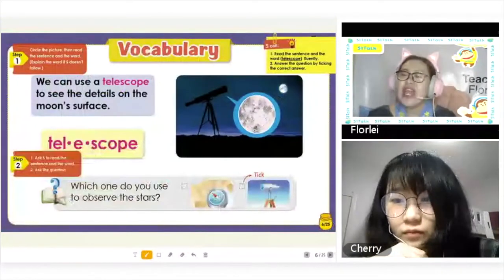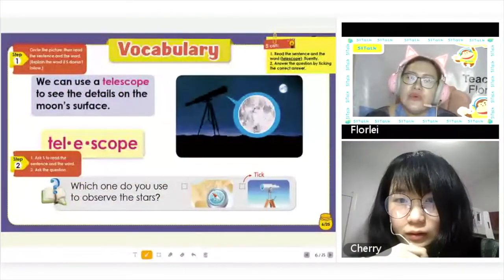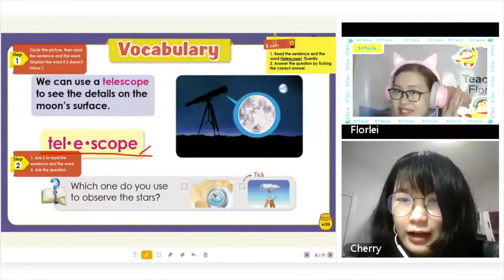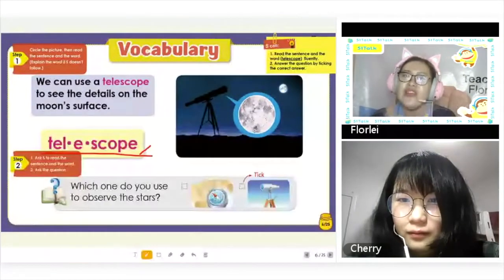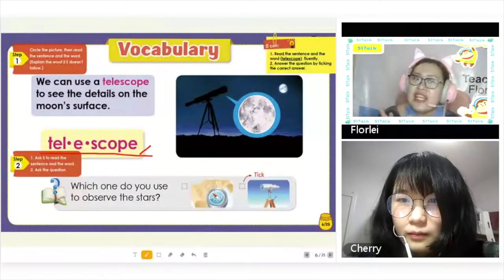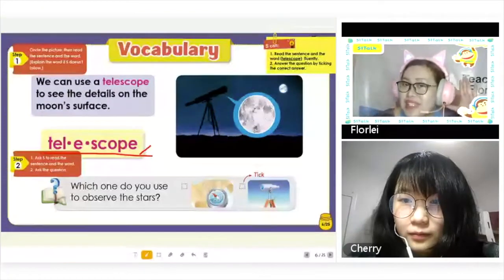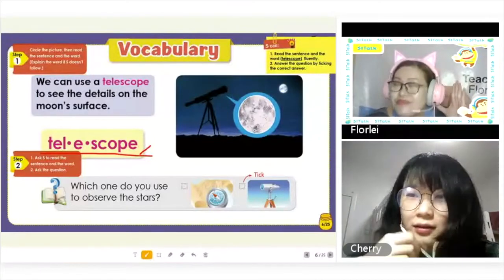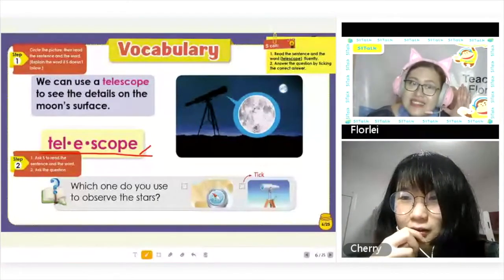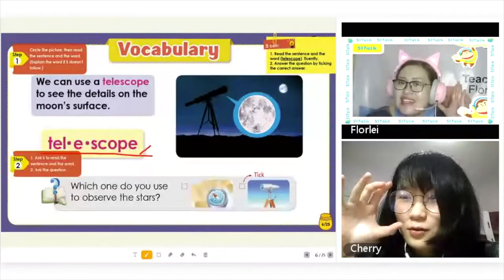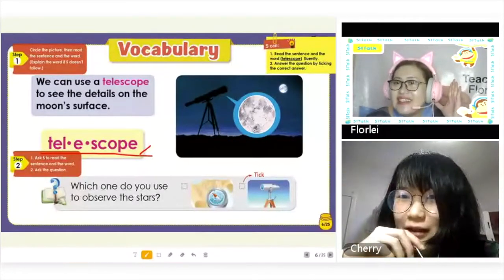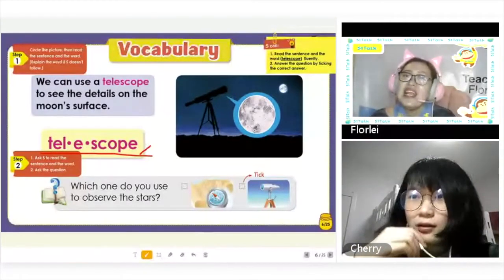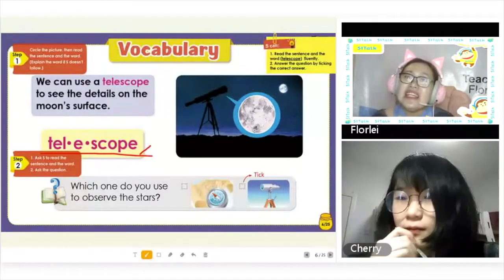Okay, the first vocabulary we're going to learn is the word telescope. Please repeat. Okay, telescope. Very good. So, what is a telescope? Do you know what a telescope is? Yes, I know. We can use it to see the planet or something far away. We can see far things by using a telescope.